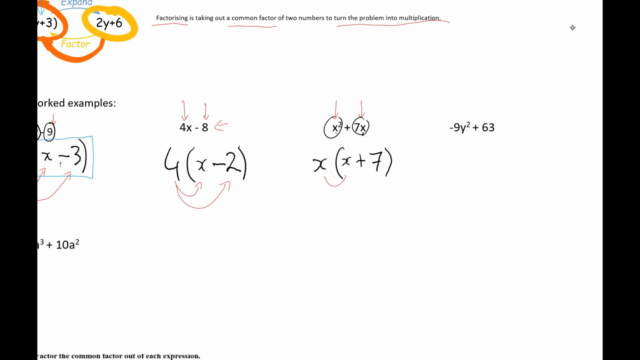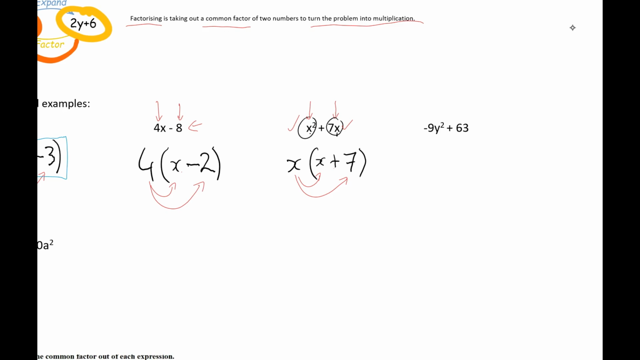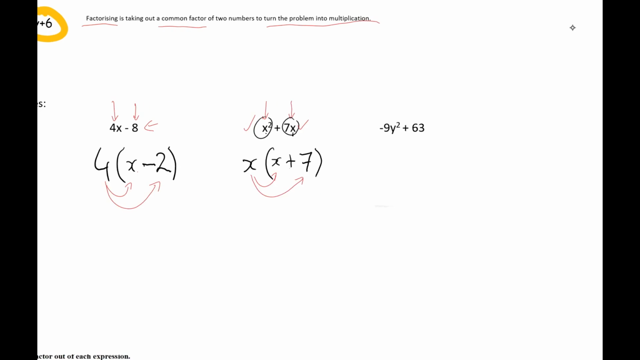Okay, we've got x times x is x squared. Plus x times 7 is 7x. Yes, that works. So the answer to factorising x squared plus 7x comes down to x bracket x plus 7. What about this one here?